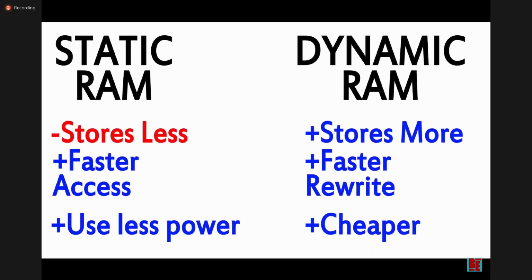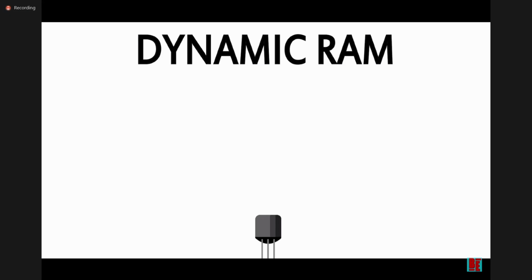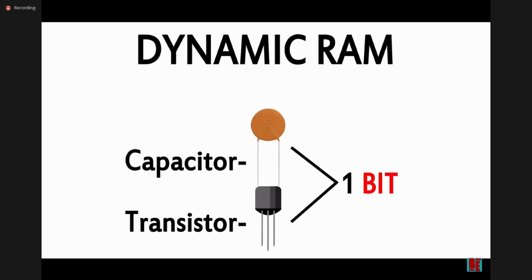Now let's talk about how each of these work, and then I'll get into the types of things each one is used for. Dynamic RAM stores binary data by using one transistor and one capacitor for each bit.